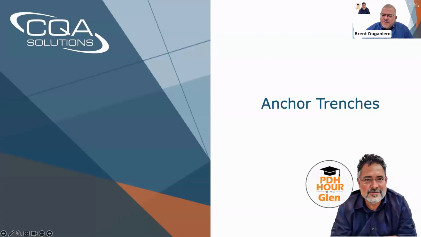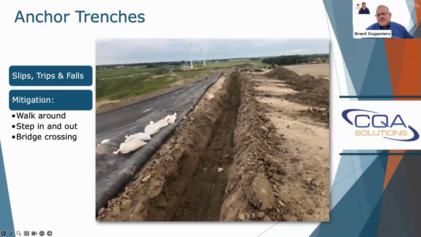Okay, so we've got our subgrade prepared, and now we're going to be excavating our anchor trench. All right, so just about in every geosynthetic project, there's an anchor trench. We've been on some, you're doing a building, but in most cases, you add an anchor trench. Now that presents a fairly common trip, slip, and fall hazard. You got to get from point A to point B, and you got to cross that trench somehow.